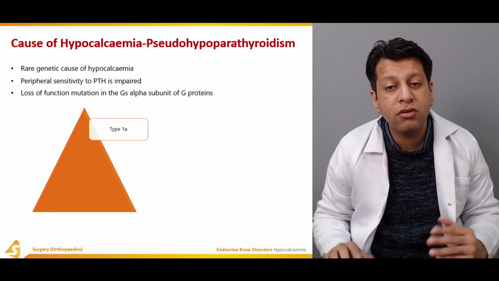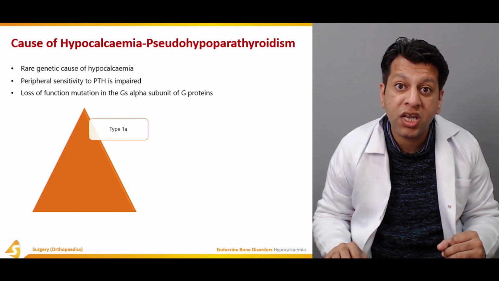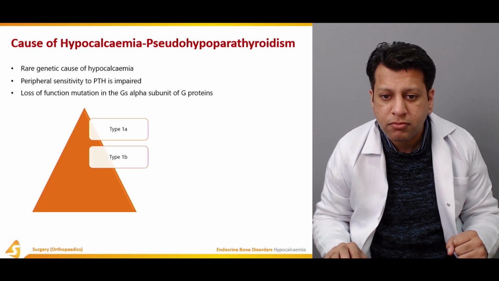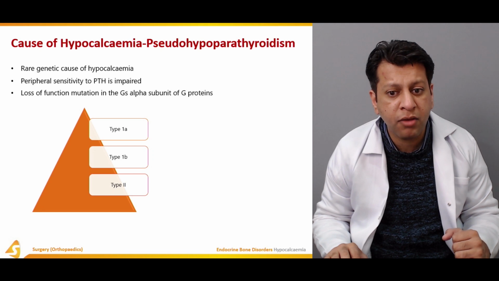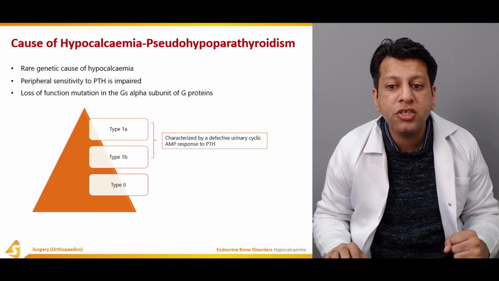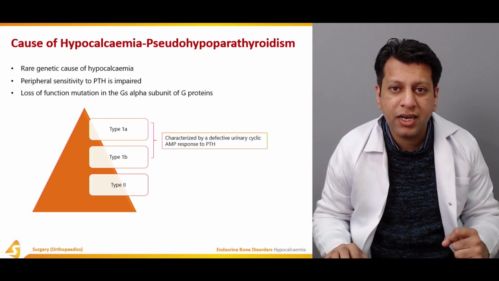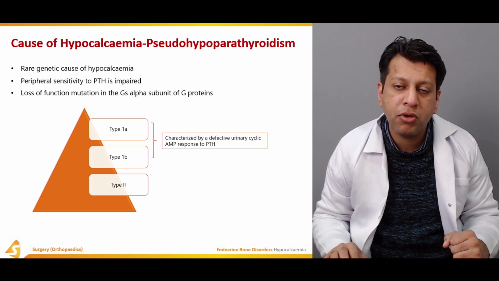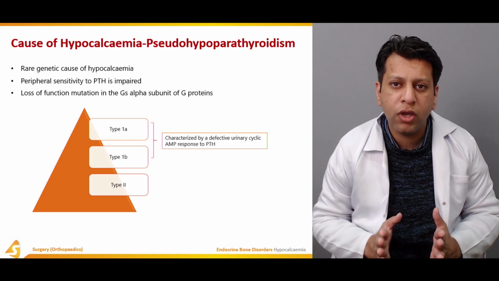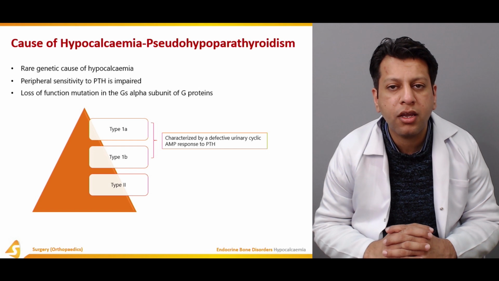Now this leads to two types, type 1 and type 2. Type 1 is further subdivided into type 1A and type 1B, and type 2 has only one type. Now type 1A and 1B are characterized by a defective urinary cyclic AMP response to parathyroid hormone. That is why in type 1A and 1B, although it's a very rare disorder, there is low calcium, high PTH, and usually increased cyclic AMP.